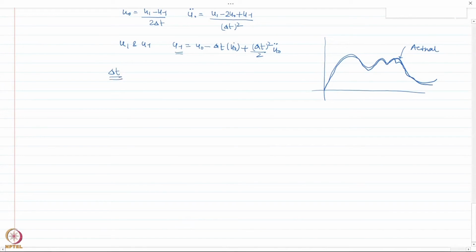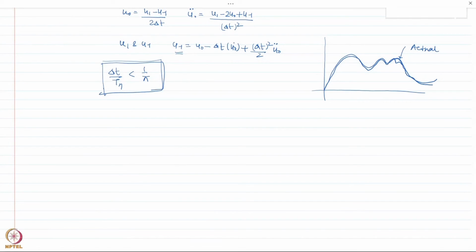And the central difference method is stable if it satisfies this criterion. If you have a single degree of freedom system, my delta t by Tn should be smaller than 1 by pi. If this condition is satisfied, then my solution would be stable if I determine it using the central difference method. This condition basically comes from some stress wave velocity criterion, which is beyond the scope of this course, but basically some condition needs to be satisfied for this method to be stable.